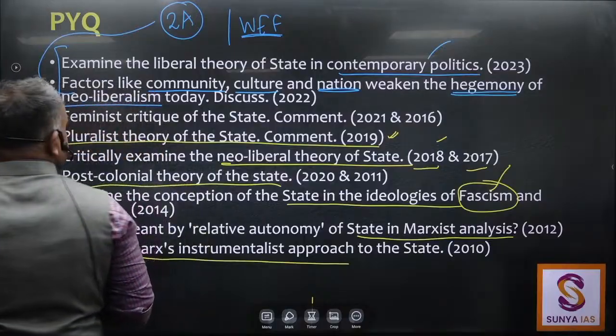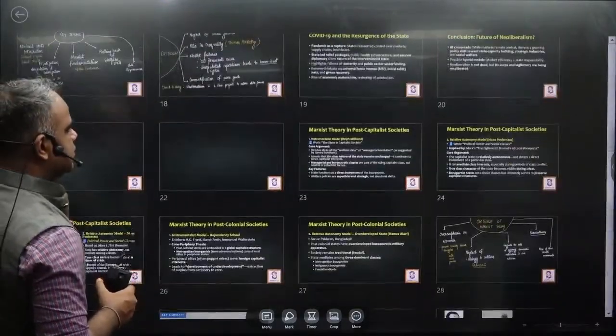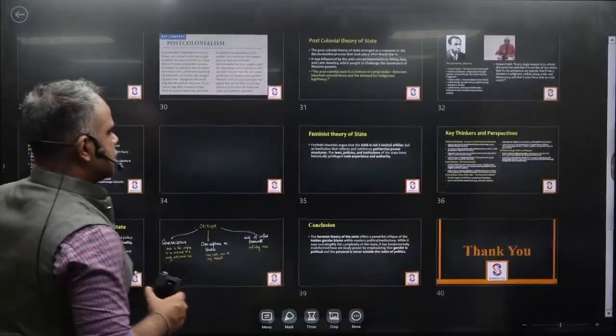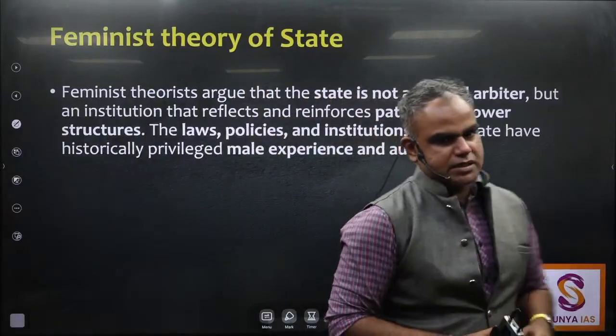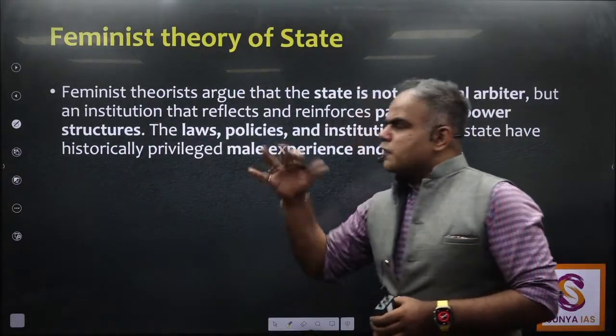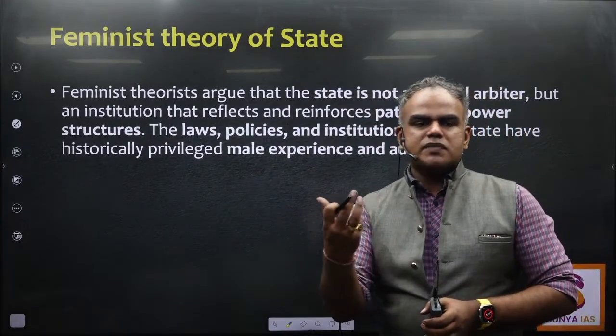Now let's move to the last topic in this particular area. So we are talking about feminist theory of state. Okay. Now before that, we should know what is feminism also. What is feminism? How can we define it?